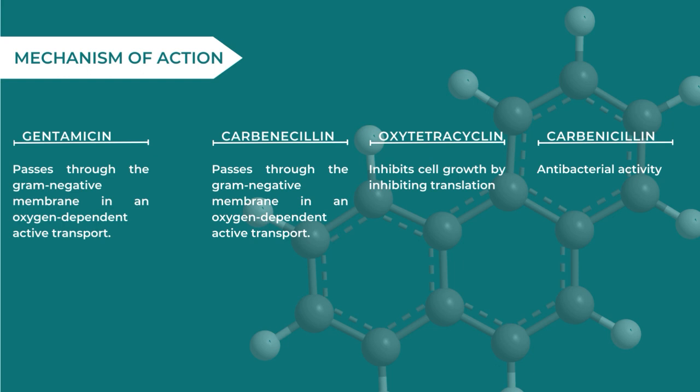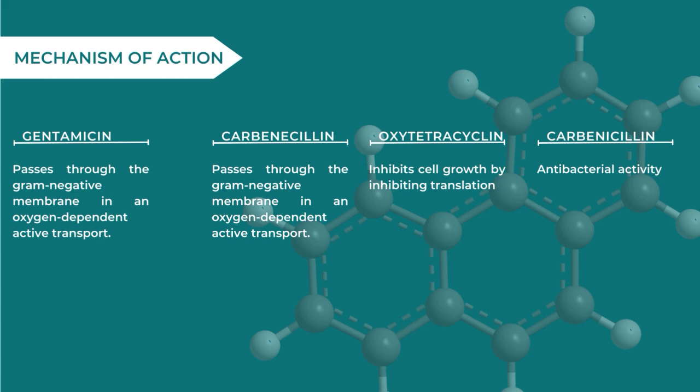Oxytetracycline inhibits cell growth by inhibiting translation. It binds to the 30S ribosomal subunit and prevents the amino acyl tRNA from binding to the A site of the ribosome. The binding is reversible in nature. Carbapenicillin exerts its antibacterial activity by interference with final cell wall synthesis of susceptible bacteria.